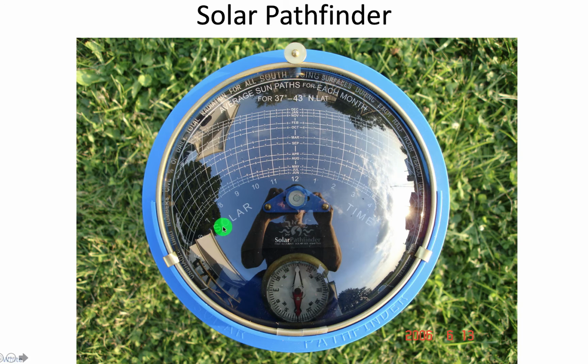Now you can see right here where the tree line and the house line interrupts the sun path at different times of the day. It's possible that you could have a PVA exam question that had something on it like this, and it would say, in June, what time does the sun come up behind the tree? And that would be about 7:45 a.m. solar time.